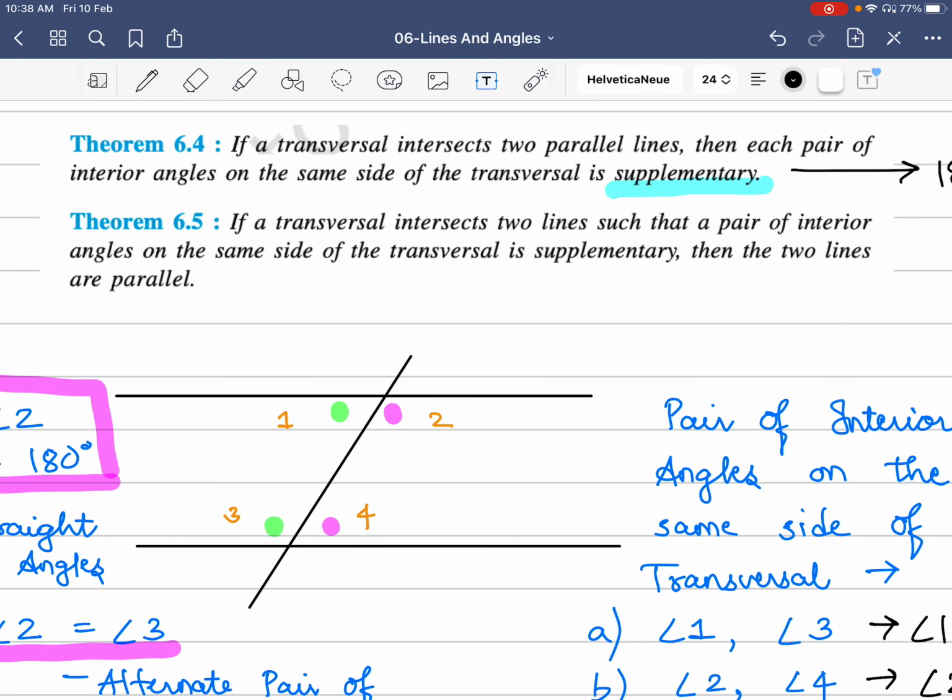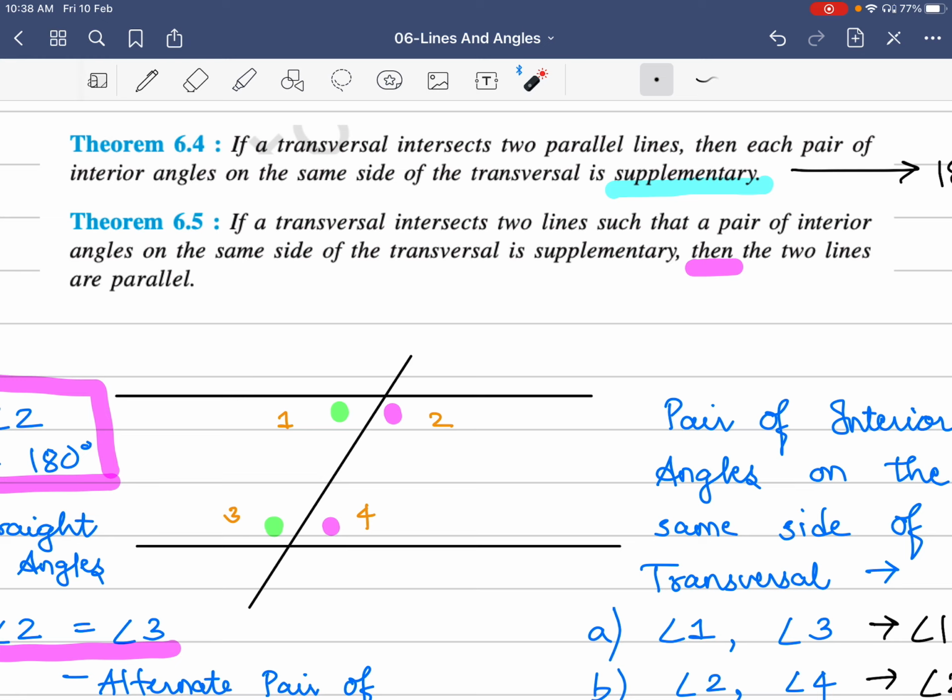Let's read it. So, if a transversal intersects two lines such that a pair of interior angles on the same side of the transversal is supplementary, okay, so this is the given condition. There will be a transversal which will intersect two lines, and the pair of interior angles on the same side will be supplementary. If all these conditions are satisfied, then what? The two lines are parallel. Then we will say that the two lines are parallel.